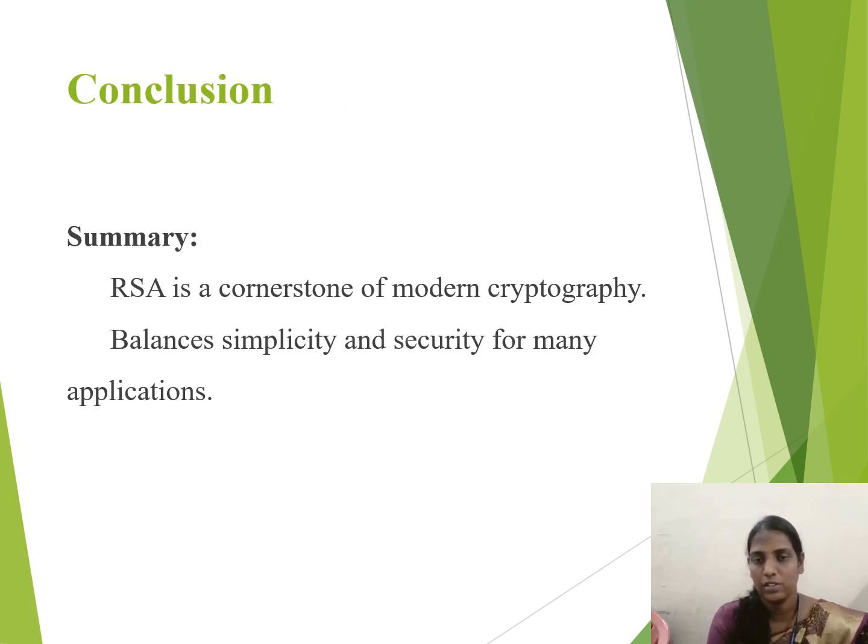Next, as a conclusion, the summary of RSA. It is a cornerstone of modern cryptography. With the help of RSA, security can be balanced, and RSA is simple enough to use for many applications. So overall, what did we learn today? What is network security, what is encryption and decryption, the RSA algorithm, how it works and how it gives security, and then where RSA can be used in future. These are the topics we discussed today.